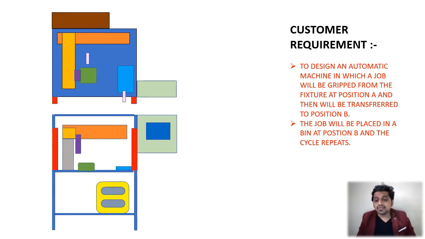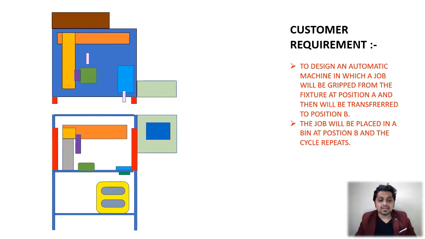Then I will require some kind of sensors to enable communication between my mechanical parts and electronic parts, right? So I have considered some sensors over here. You can say this is a curtain sensor, then I have considered a job presence sensor, and over here one more sensor, because when the job is placed over here it should be sensed, right? So I have considered some sensors and their positions.